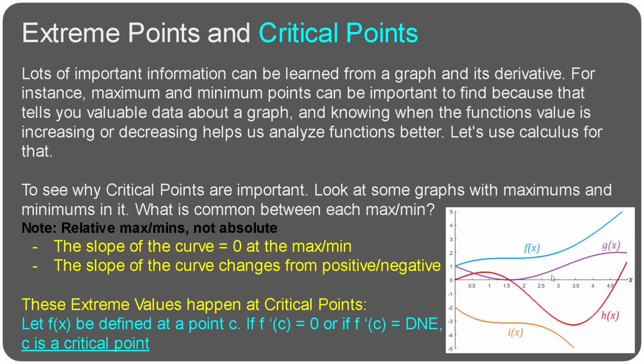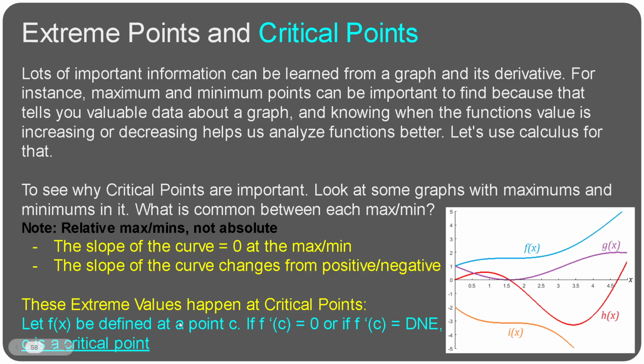And then the same thing can be said for h of x. So let's look at the relative maximum point for h of x, which is at about 1. And as you go into this maximum point, your derivative slowly decreases until you reach 0. And then it starts becoming more and more negative. So extreme values happen at critical points.